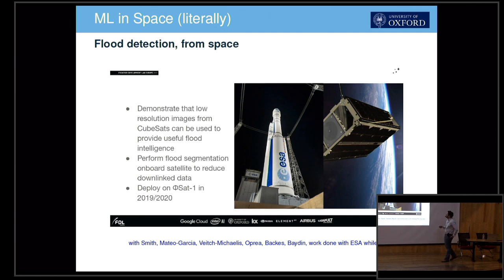Reduce the downlink. Working with the FSS CAT mission, the idea is basically to deploy that on the FISAT-1 satellite in early 2020. This was work done with Louis Smith and many other great collaborators and the European Space Agency while at FDL Europe.